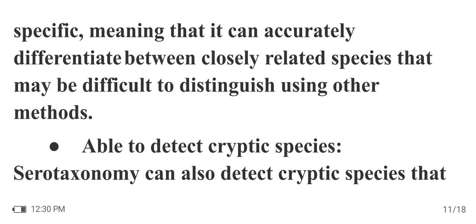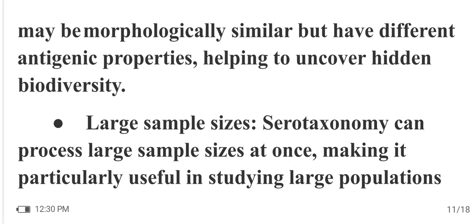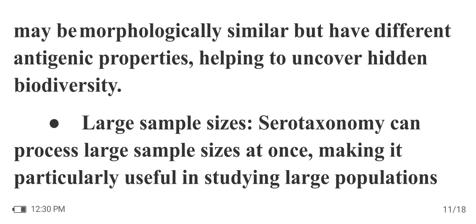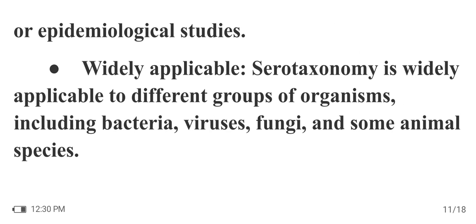Then able to detect cryptic species. Serotaxonomy can also detect cryptic species that may be morphologically similar but have different antigenic properties, helping to uncover hidden biodiversity. Large sample sizes. Serotaxonomy can process a large number of samples at once, making it particularly useful in studying large populations in epidemiological studies.